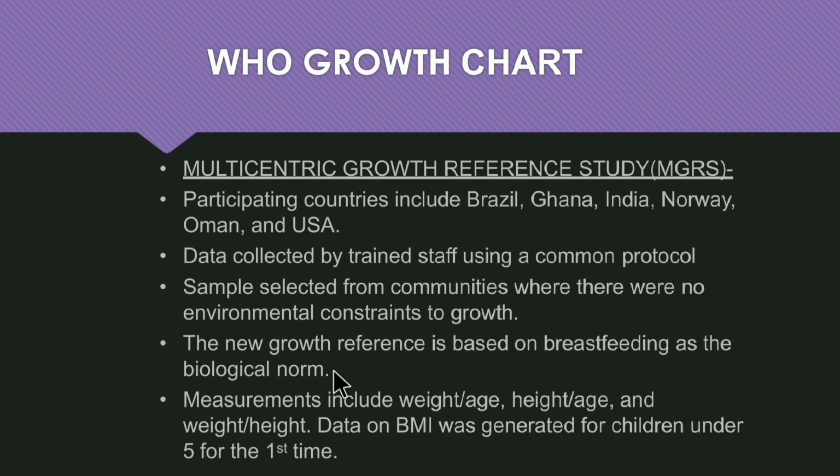The new growth reference also took the breastfeeding factor into account. So breastfeeding was taken as a normal biological factor, and taking that into account, the growth of the child was plotted. The measurements included weight against age, height against age, and weight against height. And it was the first time that BMI data of children under the age of 5 years was collected in a study. So this is how the study was very important in designing the growth chart by WHO.